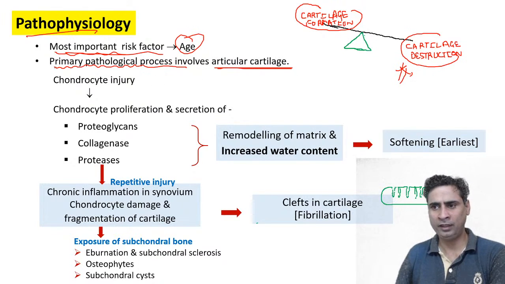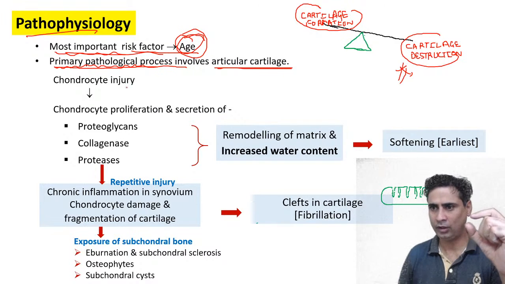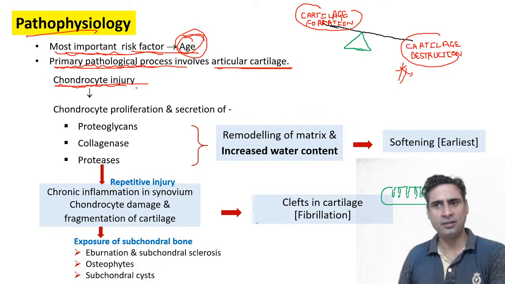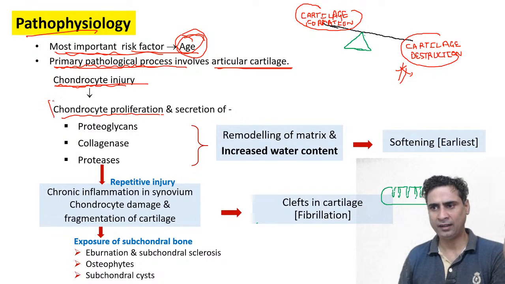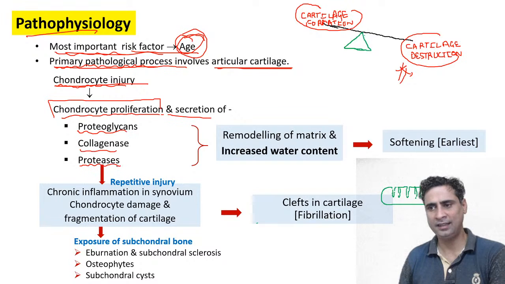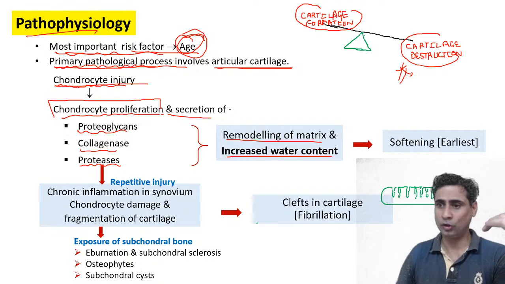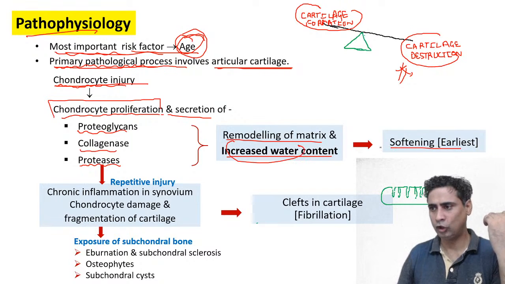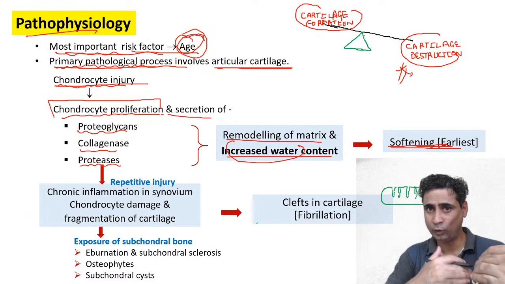So what happens? Along with increasing age, continuous repetitive stress on the joint, particularly that articular cartilage, leads to chondrocyte injury. Now these chondrocytes will try to proliferate to get repair done. So they will secrete proteoglycan, collagenase, proteases, which will cause remodeling of extracellular matrix, and there will be increase in water content initially in the cartilage. So the earliest pathological change because of this trial of repair process will be softening of cartilage because of increased water content. So this cartilage will become soft, but as it is primary osteoarthritis, there is no predisposing pathology.